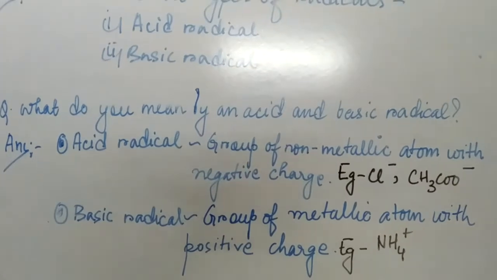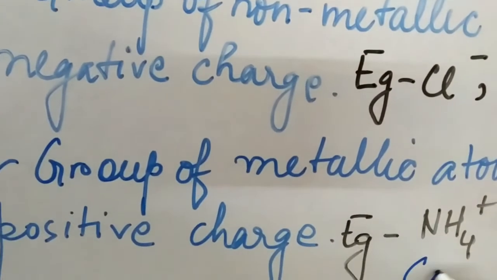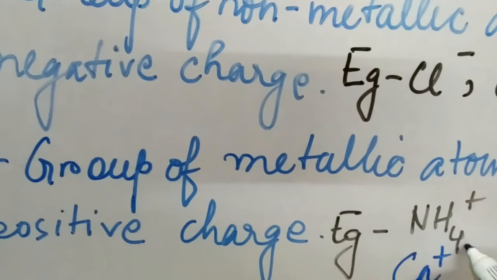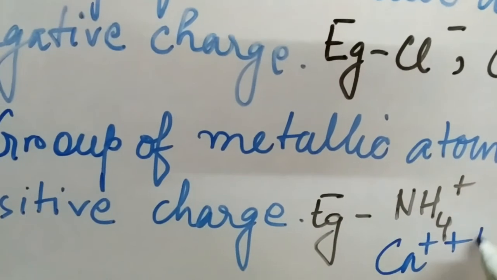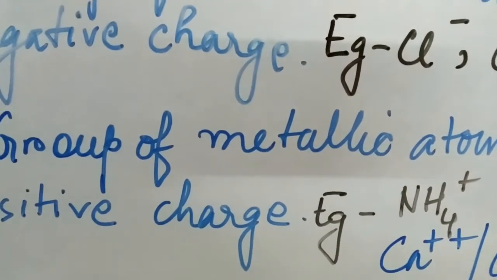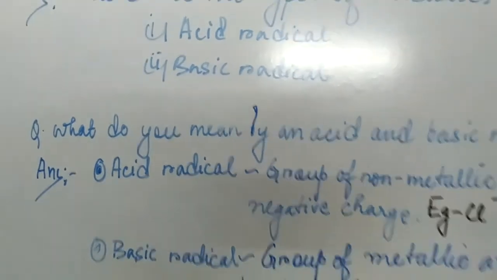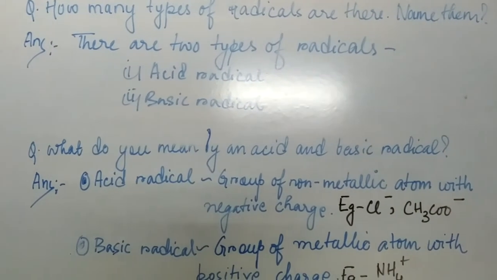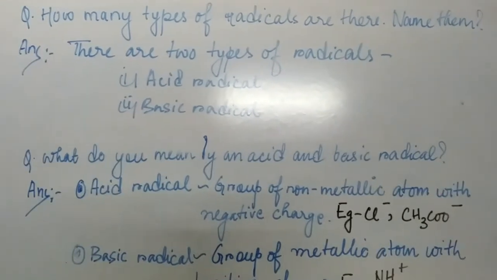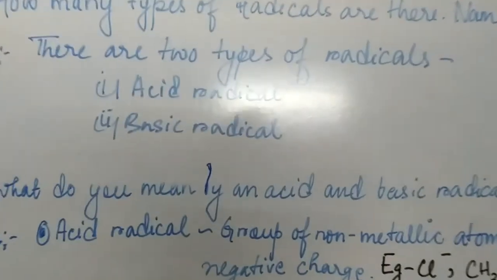Apart from this, there are more examples, like calcium can again be a basic radical. This we write either as Ca++ or Ca+2 ion, like this also we write. Okay. So students, I hope you have understood the meaning of radicals today. Yeah, I'm showing you the board once more.